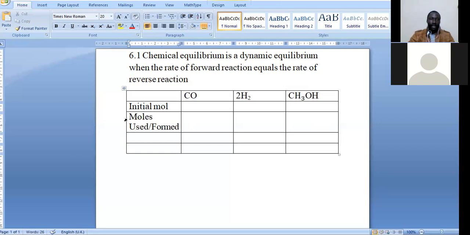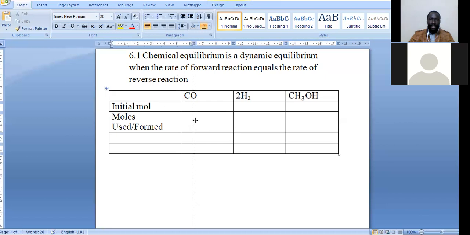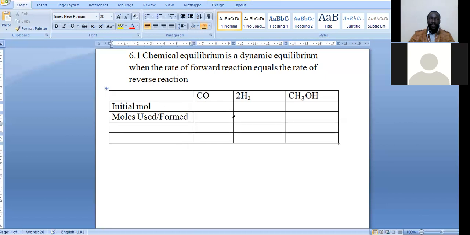I would like to extend this one a little bit so that these things stick to one line. Yes, like that. And this, yeah, this way. Then we will also talk about moles at equilibrium. We'll have to include moles at equilibrium.